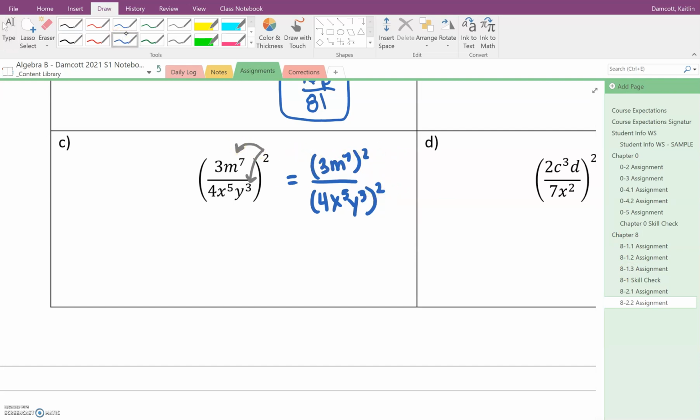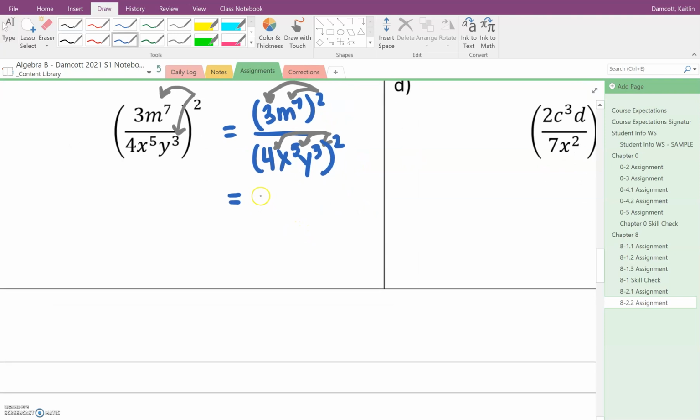The next step is going to be to distribute to all of the factors that are on the inside of your parentheses here. So this is showing 3 times m to the 7th. So we need to distribute this exponent to both of those factors. So we're going to distribute to the 3, we're going to distribute to the m to the 7th. Now, similar idea, we've got a product down here, 4 times x to the 5th times y to the 3rd. We're going to have to distribute this square to the 4, to the x to the 5th, and to the y to the 3rd. So there's a whole lot going on here.